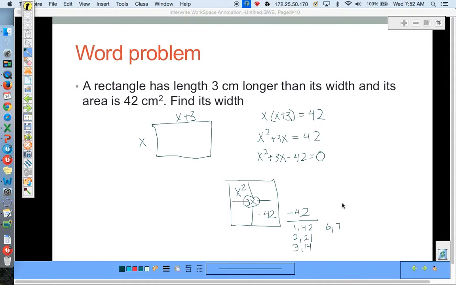So this is one we'll talk about next time, and that we'd have to do with the quadratic formula. And we'll talk about that in about another day or two. So this one's not factorable, but you could solve it with the quadratic formula.